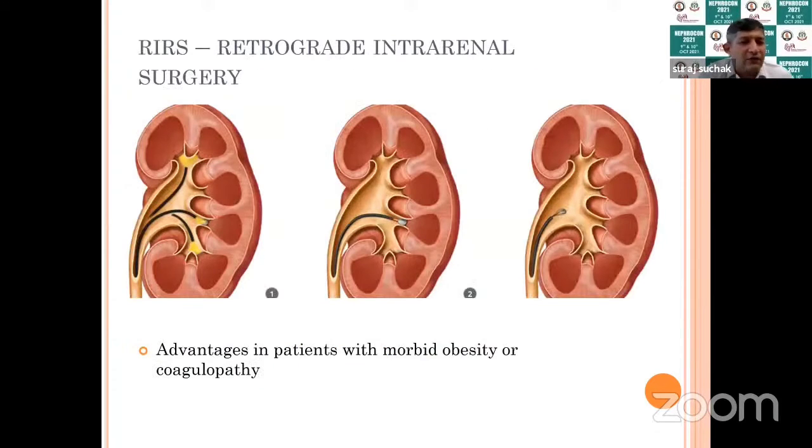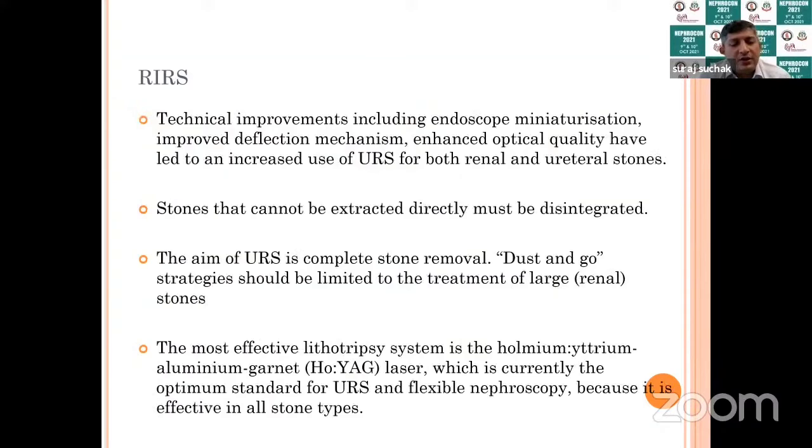The other modality for treatment would be RIRS. This is usually reserved for stones which are less than 15 to 20 millimeters in size. The advantages are in patients with morbid obesity and coagulopathy. Due to the technical improvements in the scopes and the flexibility that they offer, most of the stones within the kidney can be targeted with this. Sometimes there may be difficulty in lower pole calculi, but other than that, the success is reasonably good. The laser that we use for this is usually holmium YAG, and now a TFL laser is also available.